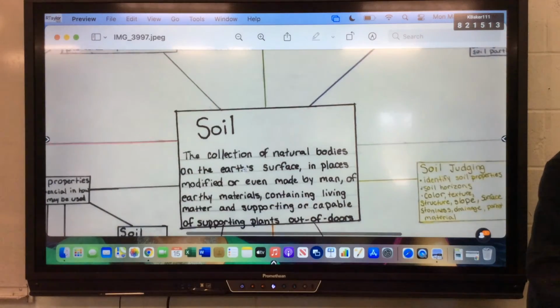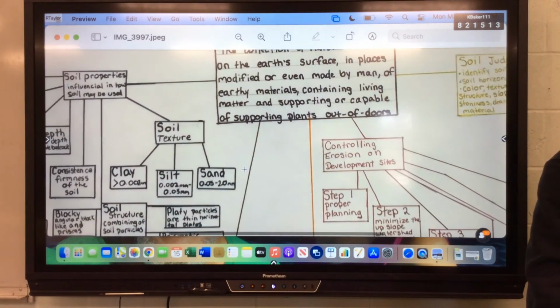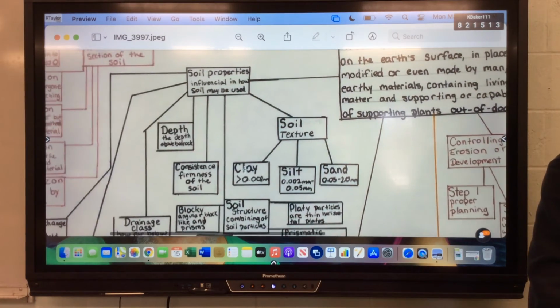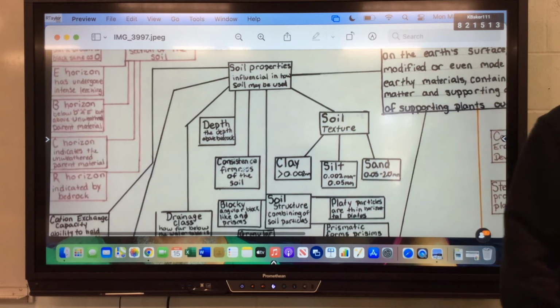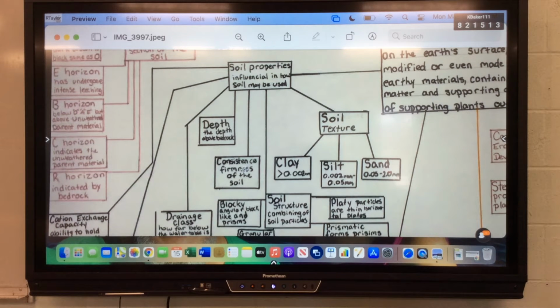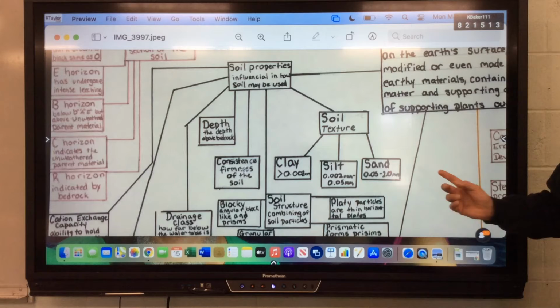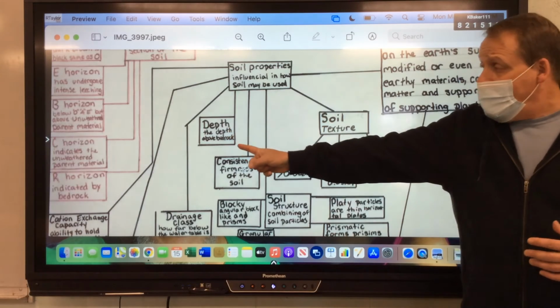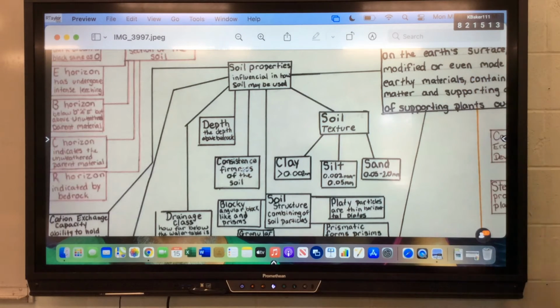Okay, now, I'm going to scroll down to here, and I'm going to go over here to what we call soil properties. Okay? Soil properties. These are things that are influenced by how your soil is put together. Not every soil is like every other soil. They all have different properties. Okay? And a very simple one is depth. And depth is usually measured down to what's your depth above the bedrock. Bedrock is sometimes called the parent material.